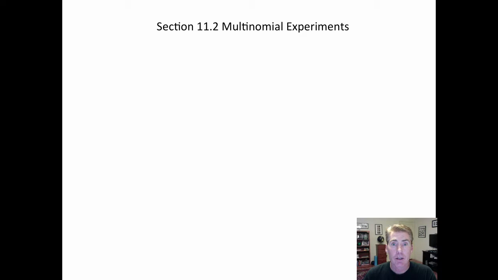All right, we're back. Chapter 11. Chapter 11 is pretty short. On to it. Section 11.2, multinomial. So multinomial means many numbered experiments.